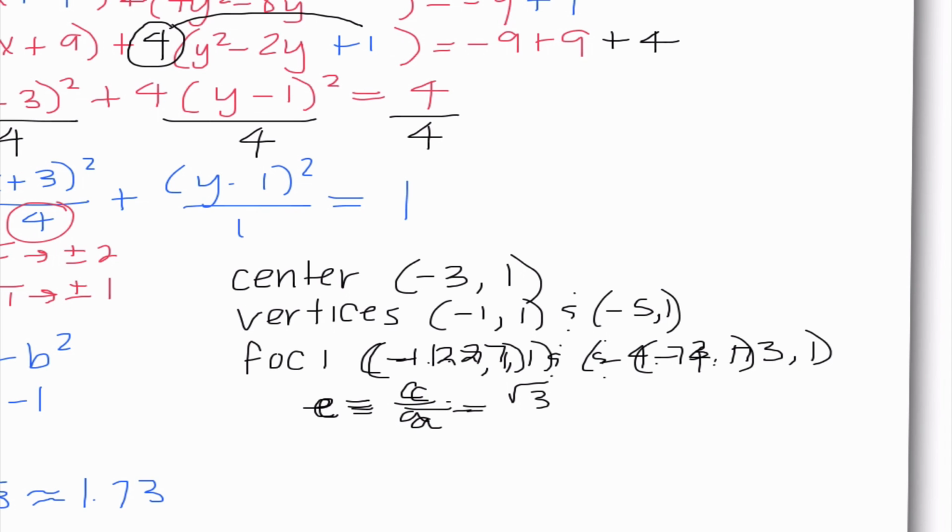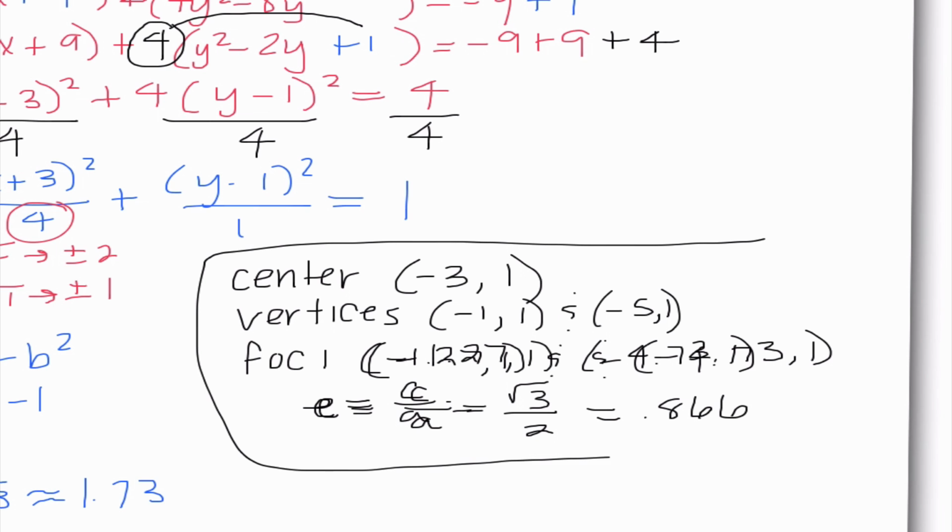Our eccentricity is equal to c over a. So I have radical 3 over 2, because remember a is going to be the square root of the bigger number. And I get 0.866. So this is the information that we have. This is really important info for me to have memorized. We're going to practice one more of these, and we're going to see we are being really consistent every single time, doing the same exact steps.